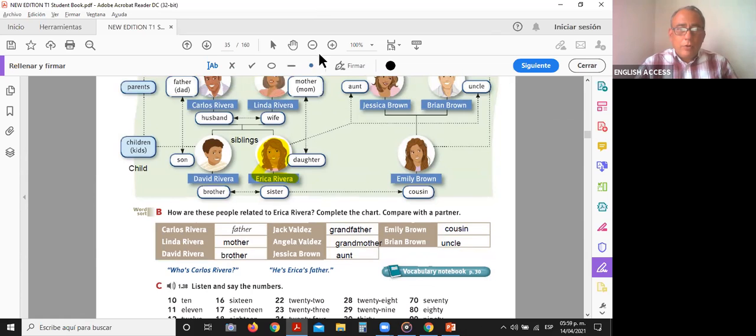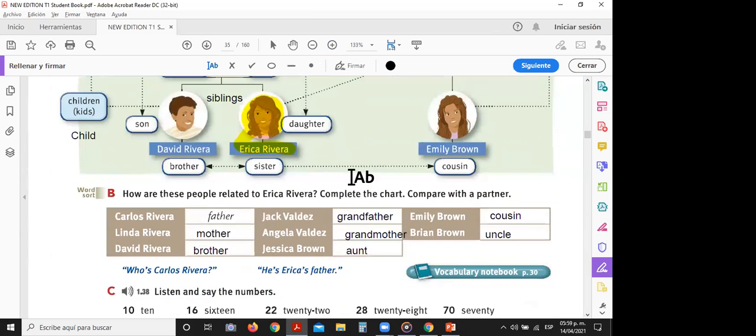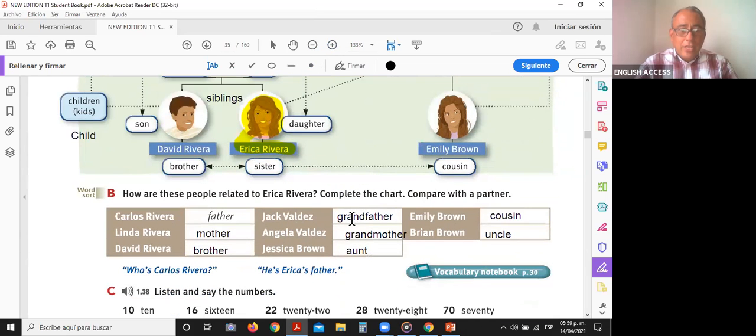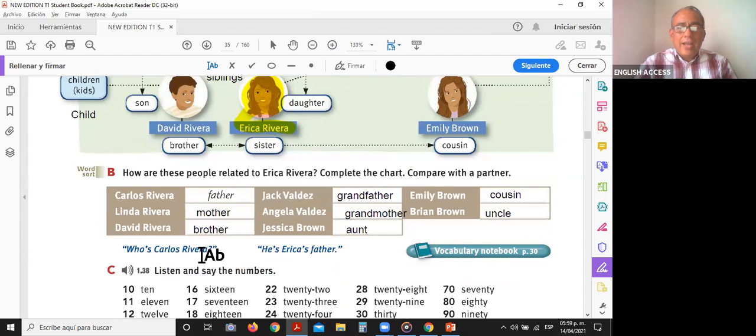This is a very important question. Now that we have the relationship, who's Carlos Rivera? Carlos Rivera, he's Erika's father. Again, we are looking at the possessive noun, Erika's father.